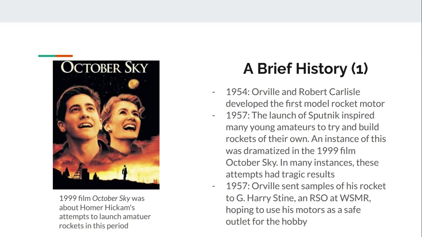But anyways, 1957 again, Orville sent samples of his rocket to G. Harry Stein, an RSO at WSMR, hoping to use his motors as a safe outlet for the hobby. So again, they made their own model rocket motors. I'm pretty sure Orville Carlisle was teaching at the time, and he was using them to demonstrate some basic principles of rocketry. But he sent them over to G. Harry Stein to use these motors as a safe outlet for the hobby.